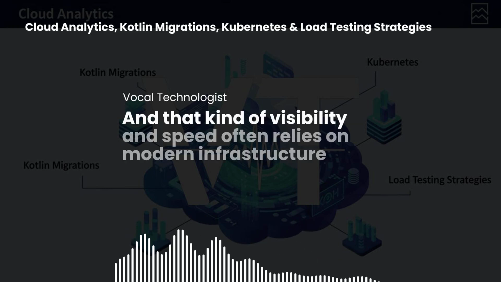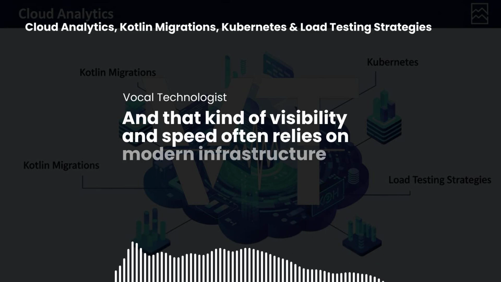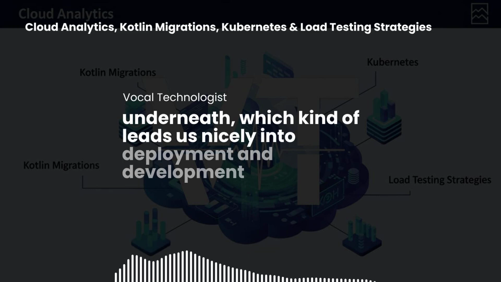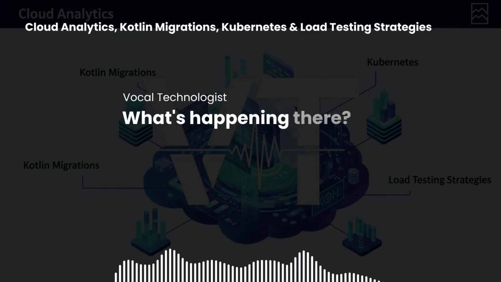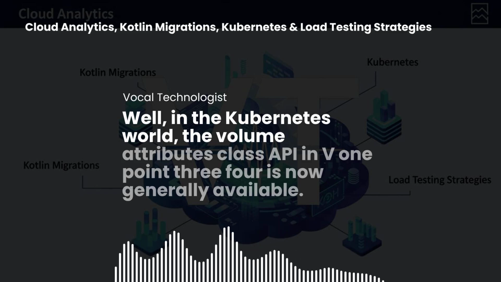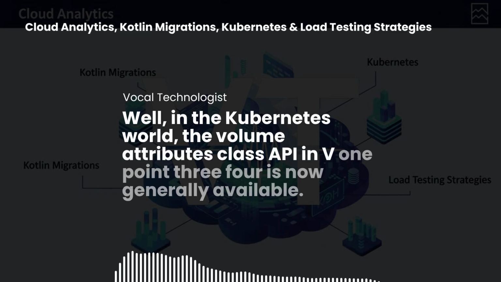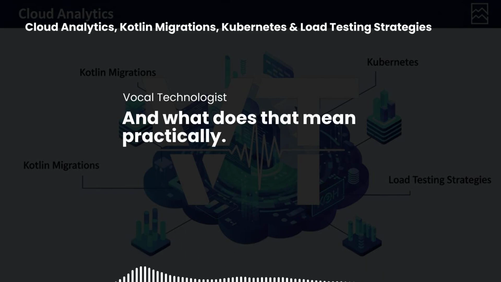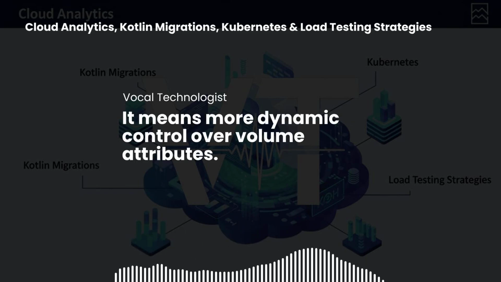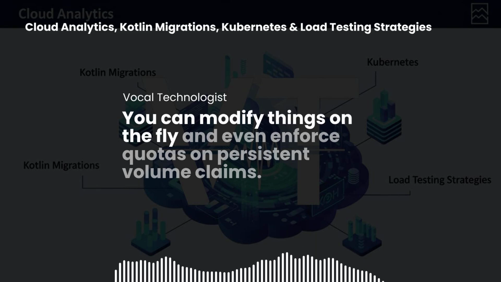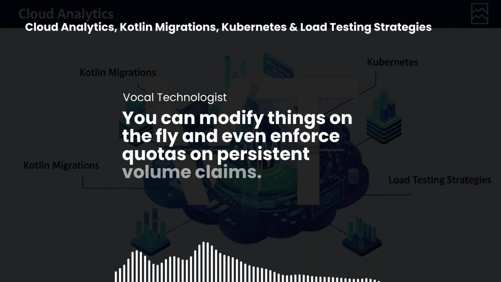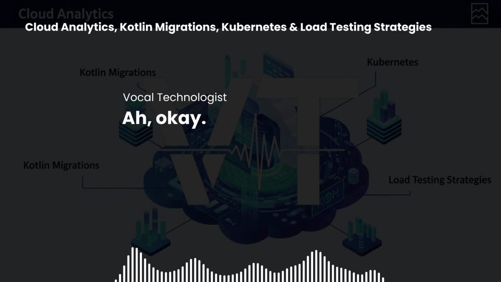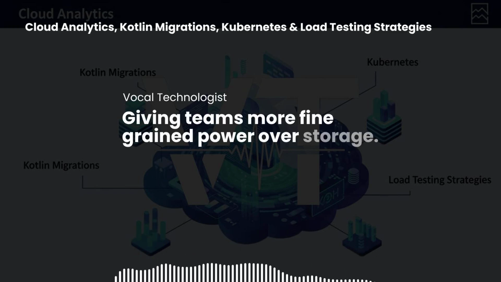Absolutely. And that kind of visibility and speed often relies on modern infrastructure underneath, which kind of leads us nicely into deployment and development changes. Okay, what's happening there? Well, in the Kubernetes world, the VolumeAttributesClass API in v1.34 is now generally available. All right, and what does that mean practically? It means more dynamic control over volume attributes. You can modify things on the fly and even enforce quotas on persistent volume claims. More granular control for platform teams. Okay, giving teams more fine-grained power over storage.